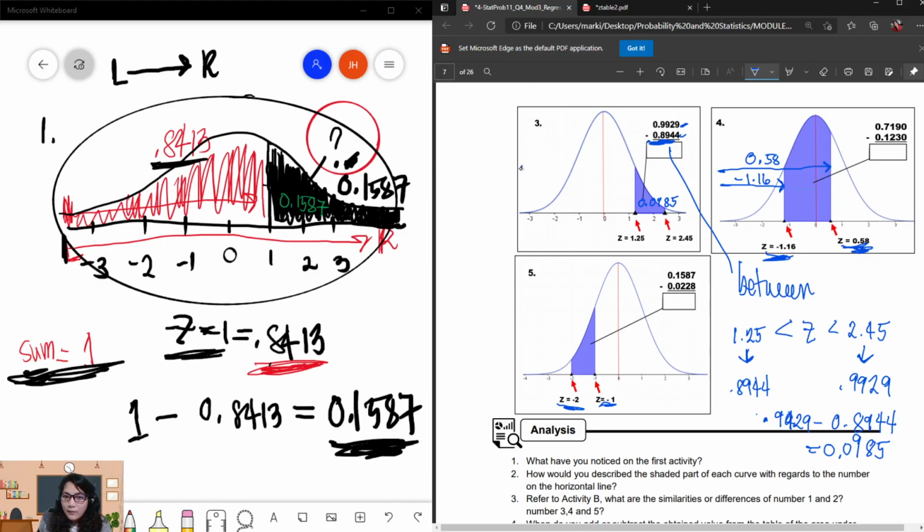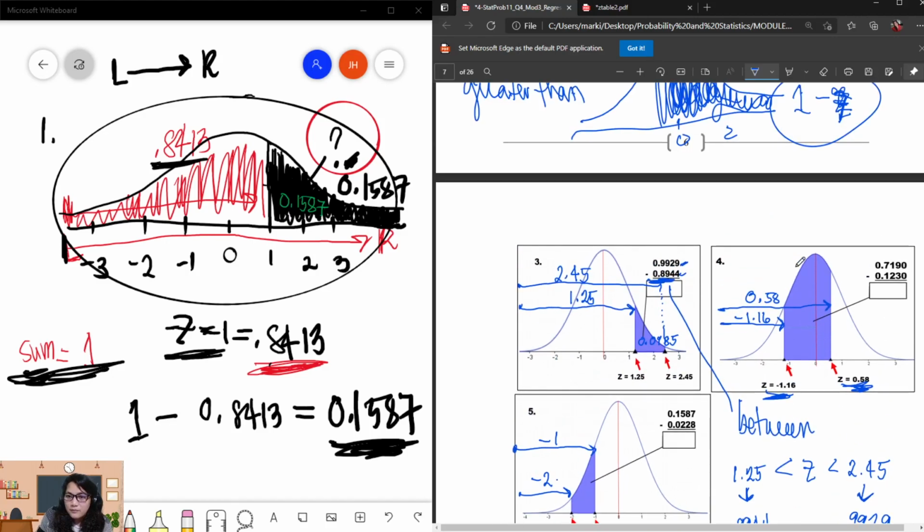The same thing as here. From left to right, this is the value of 1.25. And this one here is the value of 2.45. That's why we subtract the area of 1.25 from the area of 2.45. The same thing as here, from left to right, this is negative 2, and from left to right again, this is negative 1. So you get the area for this one and the area of negative 1, then you subtract. Okay, so that is the process of between.